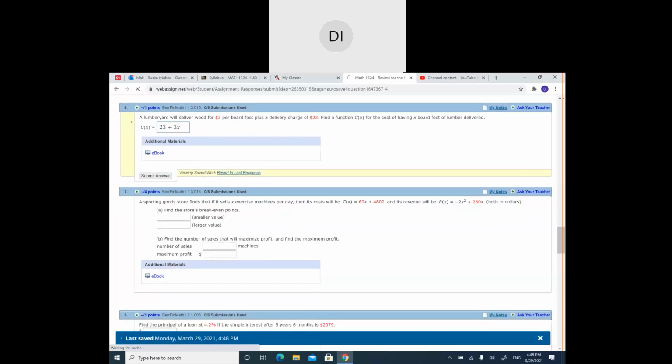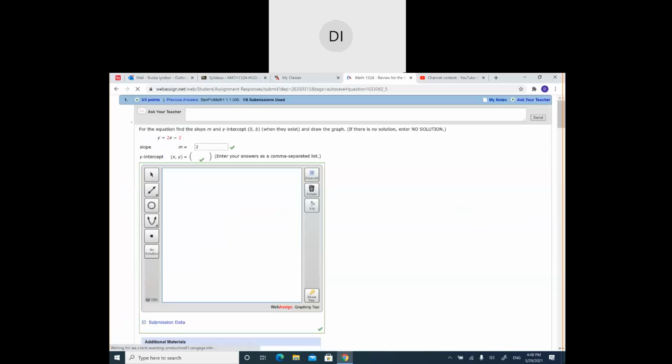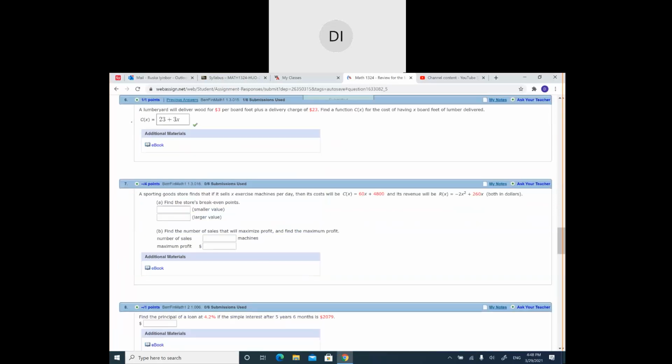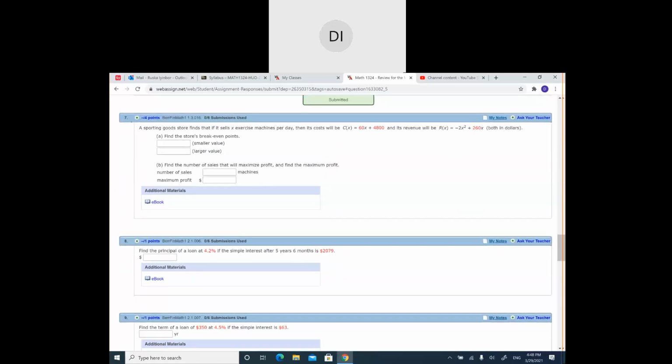And then you're going to go to the next one, which is a little more complicated. So for number 7, we have to find the break-even point. So here we have to solve revenue equals cost. That's how you find the break-even point. And in this case, the revenue is this function and the cost is this function. So we have to set them equal to each other.